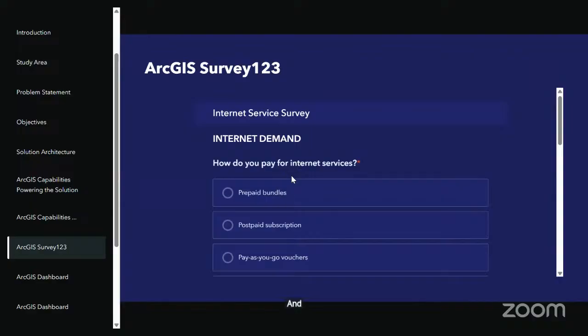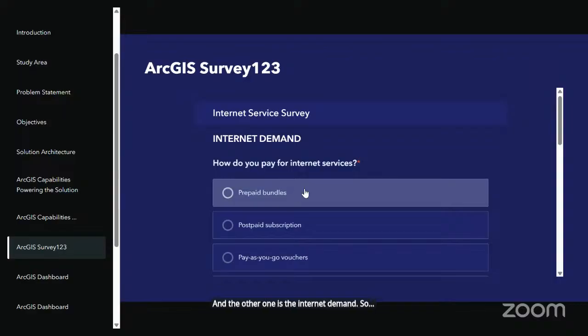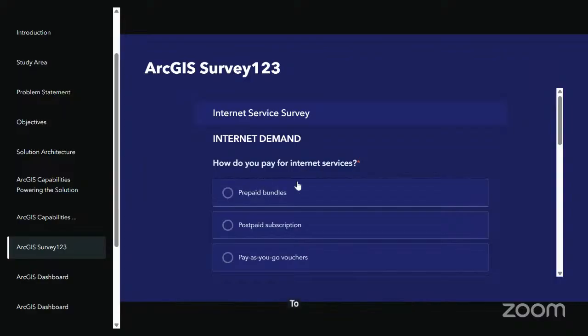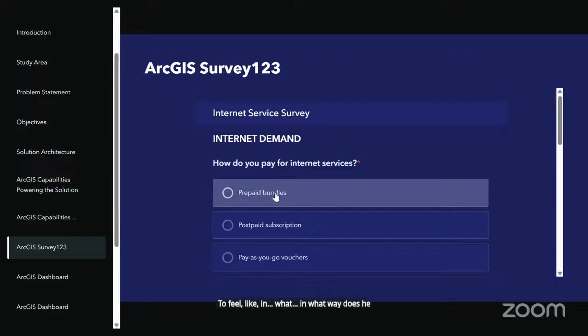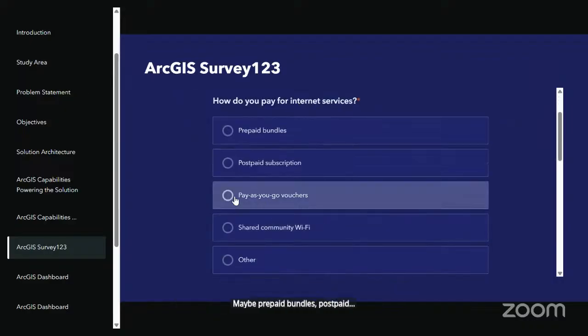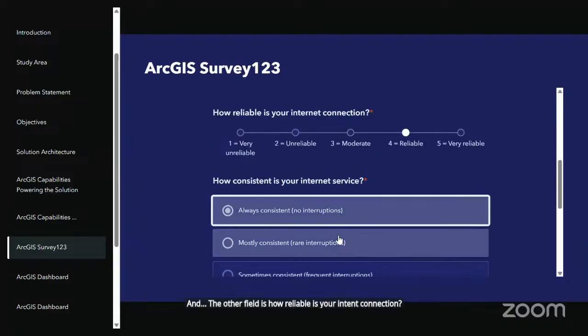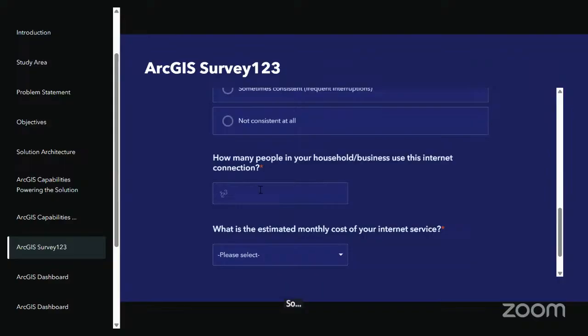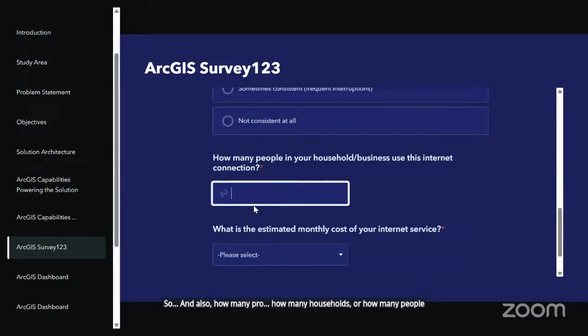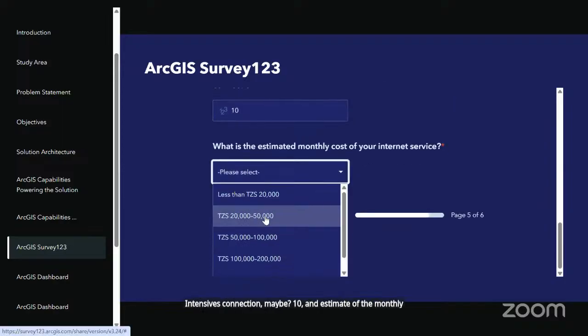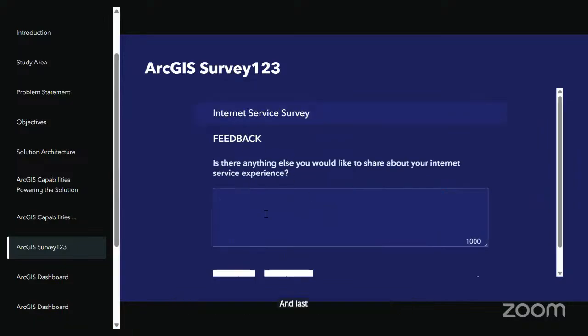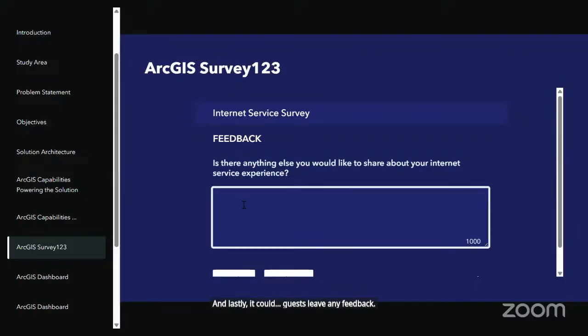And the other one is internet demand. The customer could also fill in in what way he or she pays for the internet service, maybe prepaid bundles, postpaid, and other options. And the other field is how reliable your internet connection is. And also how many people in the household use this internet service connection, maybe 10, and an estimate of the monthly costs. And lastly, the customer could give any feedback on anything extra that he or she wants to contribute about this survey.